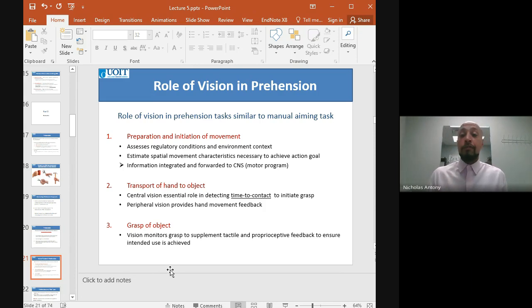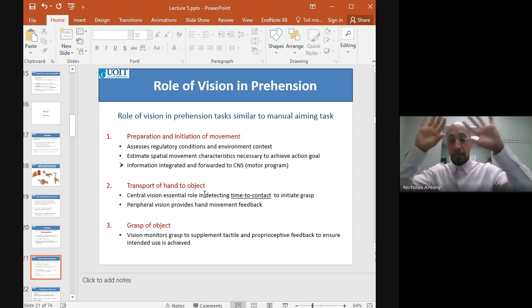So when evaluating vision and its role in a reaching and grasping task, or prehension, it would be the same sort of thing. In preparation of movement, you would look at the object and it would give us an idea of distance, size, maybe weight, and how your hand would conform to that object. During transport, once that's put together, the parameters are going to be put on the motor program, and then we're going to execute and initiate movement. Once we're initiating movement, our peripheral vision is going to notice limb displacement or if anything's moving in the periphery, but our eyes are going to be focused on the object so we can get time to contact.